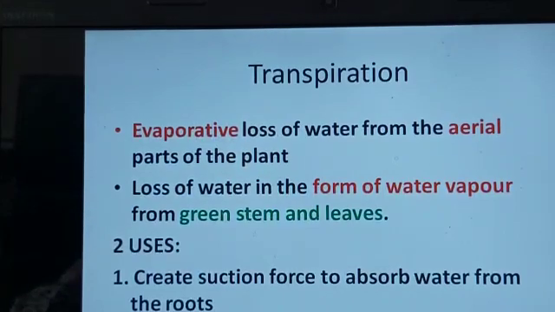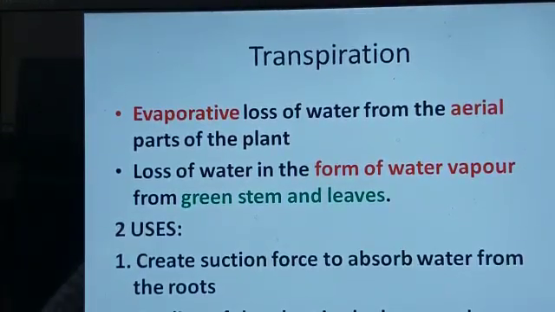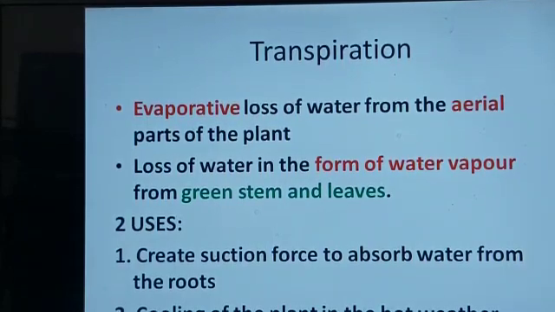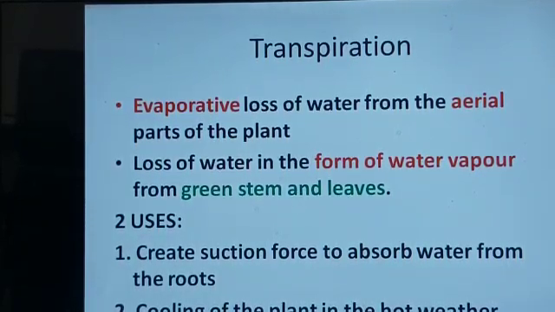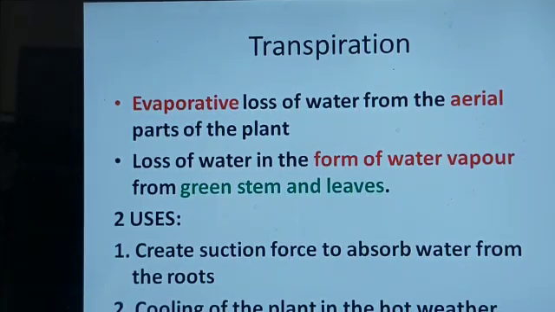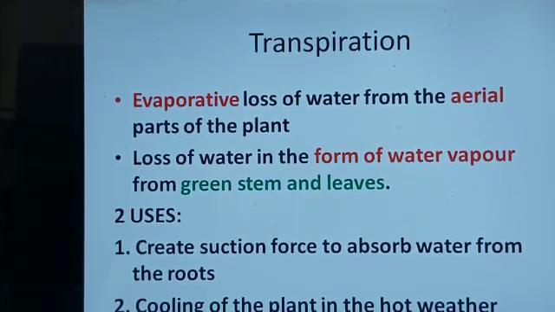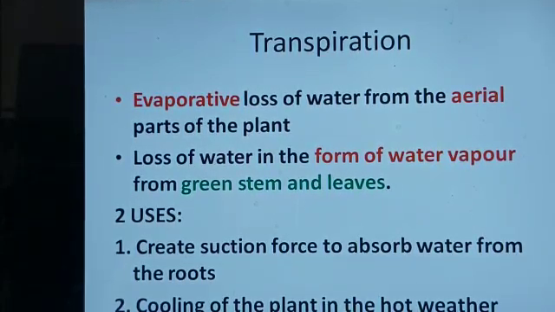Okay children, now I'll just give you a brief introduction to the chapter transpiration. Transpiration is actually in continuation with absorption of water by roots. Now, for transpiration there are two definitions given here. Evaporative loss of water from aerial parts of the plant. Evaporative is a keyword, aerial parts of the plant is a keyword.